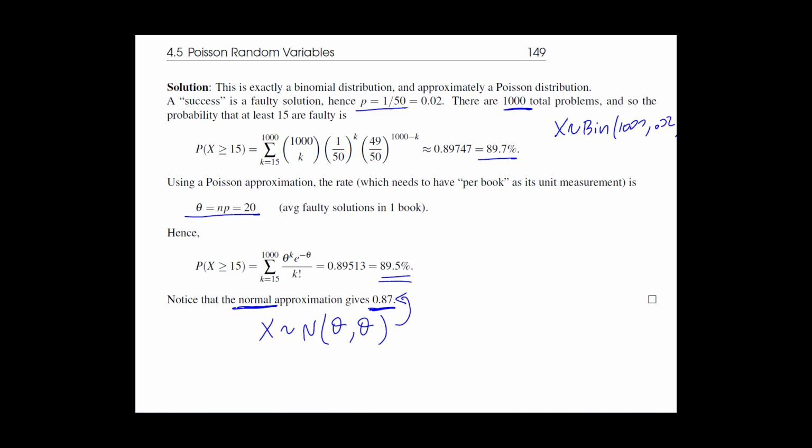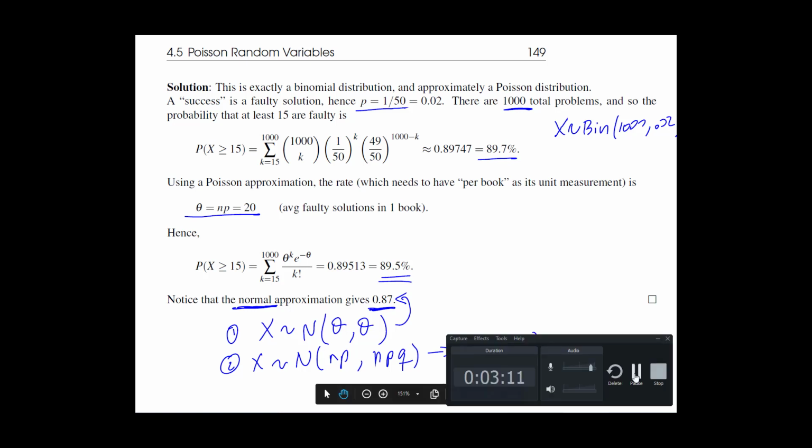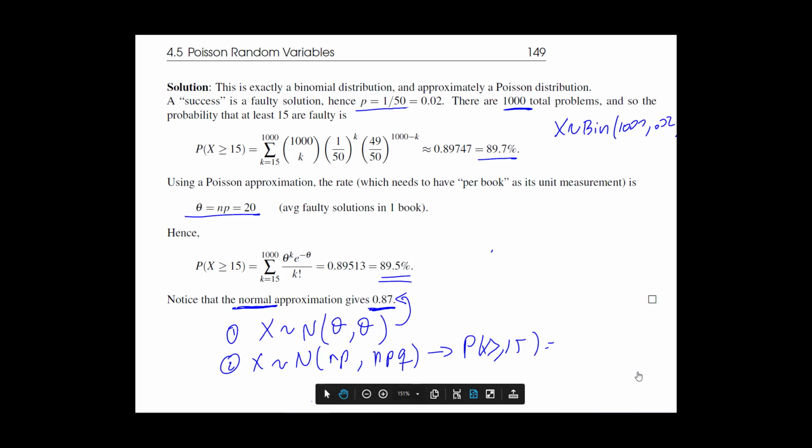We can also do the normal approximation to the binomial. In the normal approximation, we would say x is normal with np, right? And then np times q. And that result would tell me the probability of x, right, so that gives me 0.87 as well. But this one should be really 0.868. So they're not exactly the same, but they're pretty close. All right?